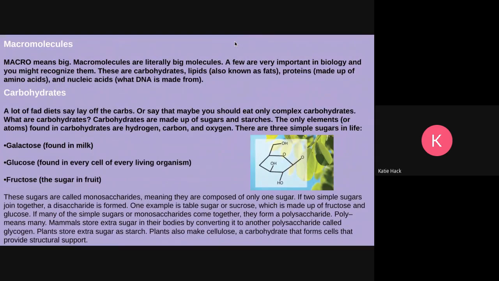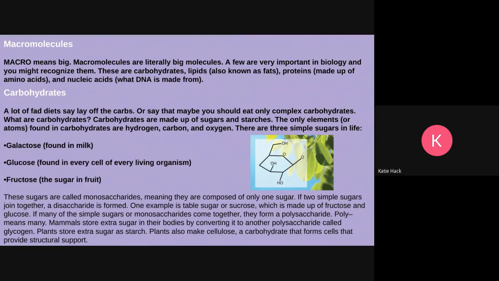Some of those are called macromolecules. These are going to be found in life. Macro means big. Macromolecules literally translates to big molecules. A few are very important in biology, and you might recognize them. Have you heard of carbohydrates, lipids, proteins, and nucleic acids?